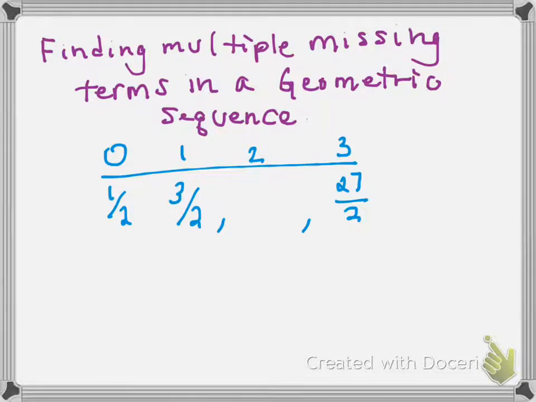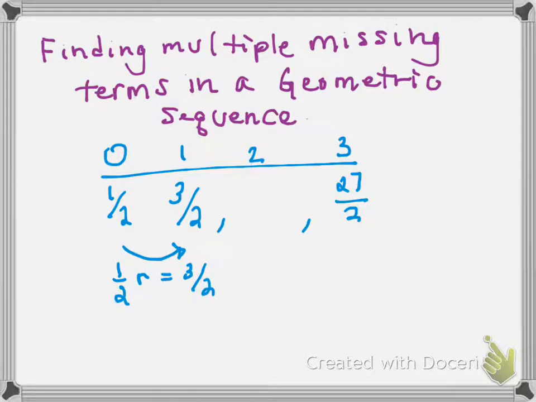Finding multiple missing terms in a geometric sequence. The easiest way to do this is to find two consecutive terms and find the ratio and then just multiply by that ratio. So I can set up an equation: 1/2 times my ratio equals 3/2.